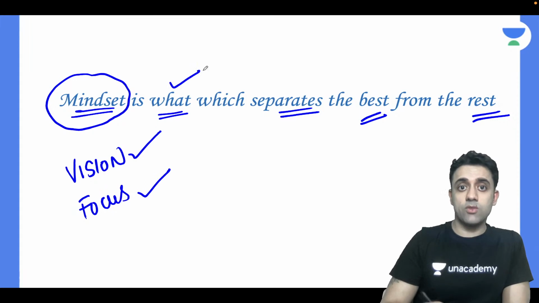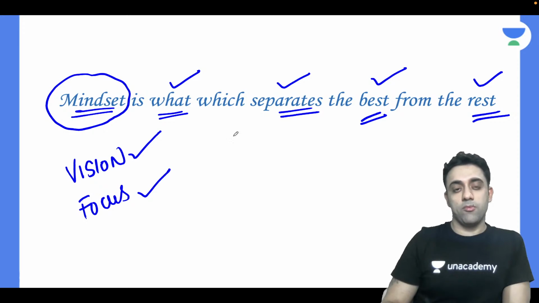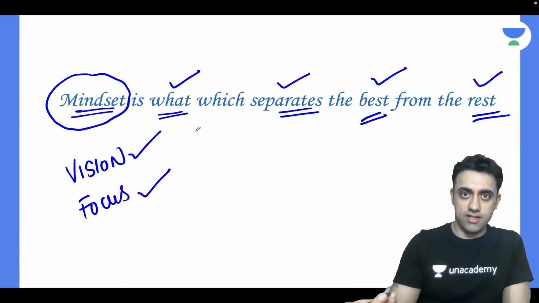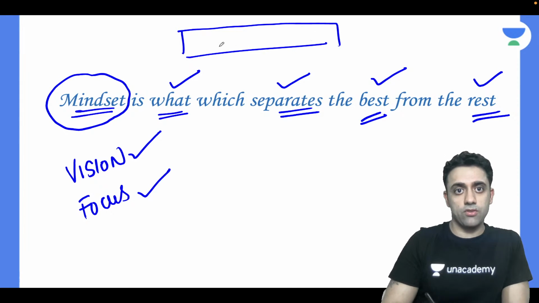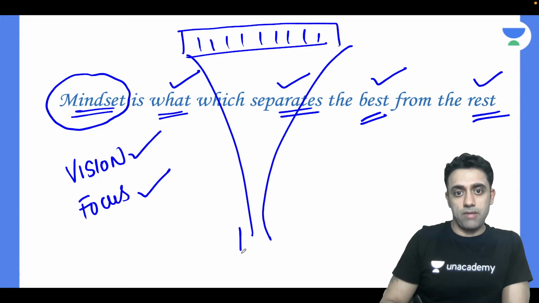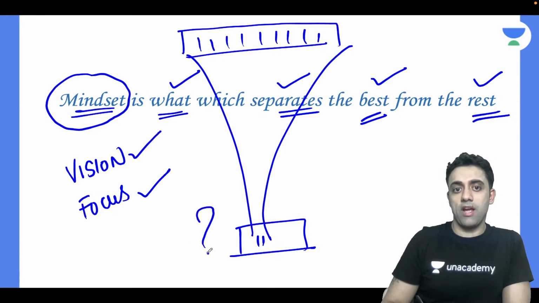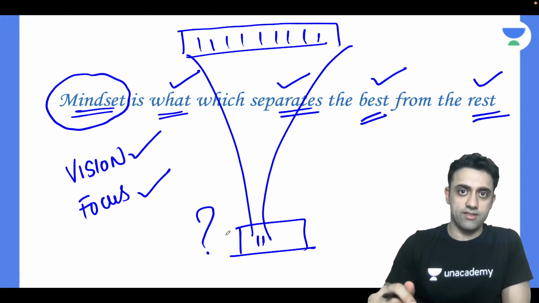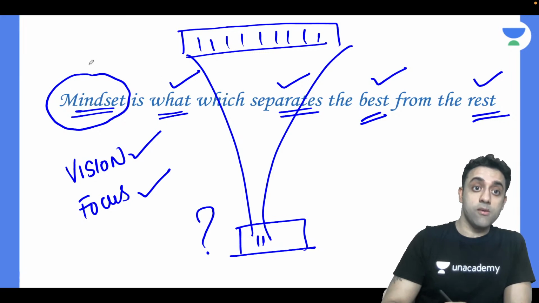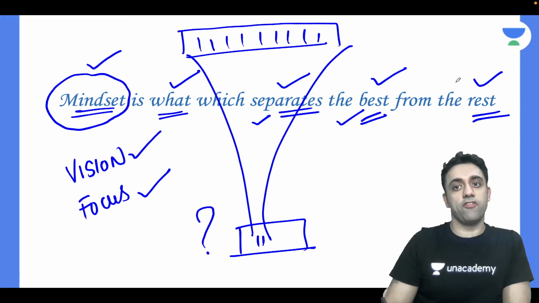So mindset is what separates the best from the rest. Everyone studies, like this much of students, they study, but only a handful of students clear the exam. Why only this much clear? Every year so many lakhs of students apply, because mindset is what separates the best from the rest.